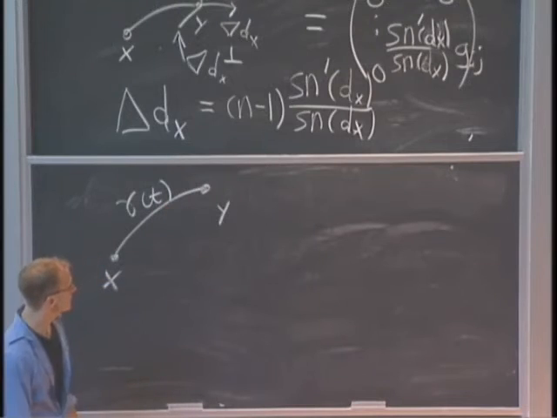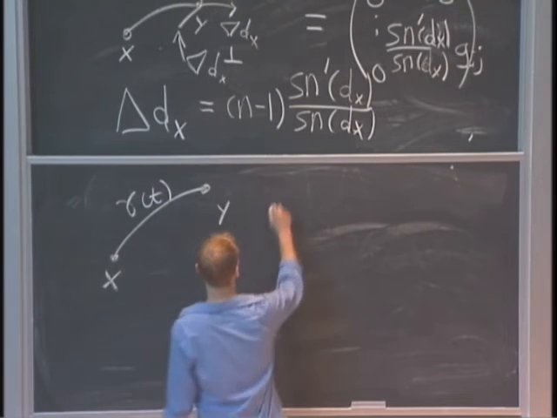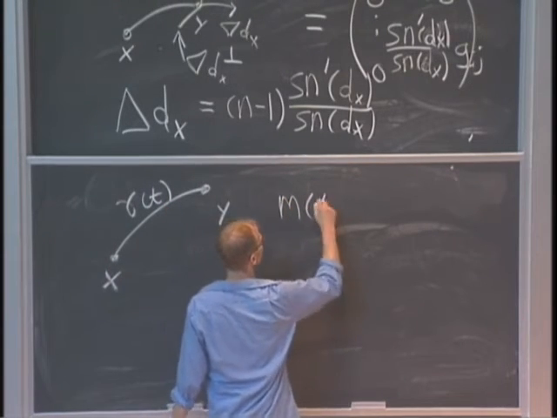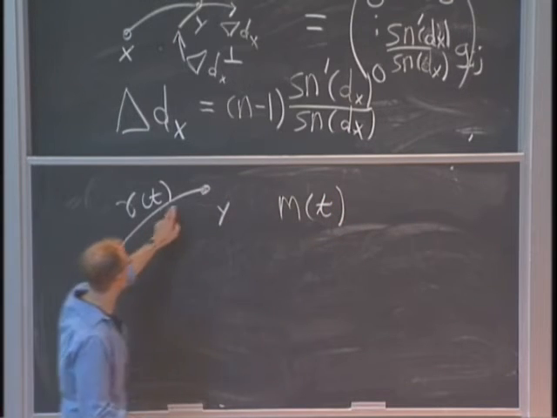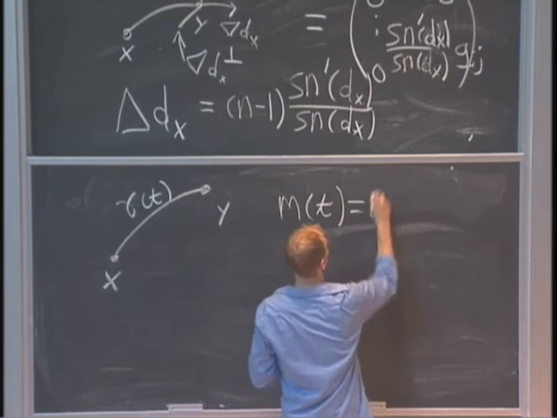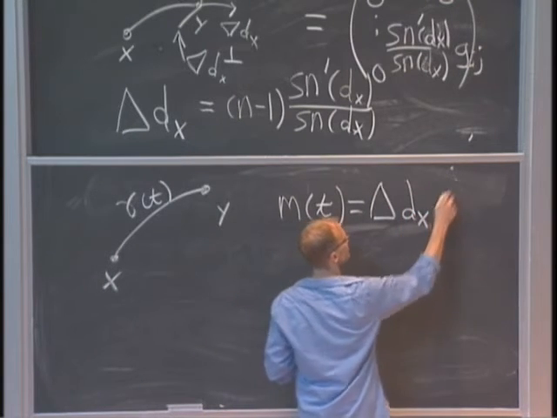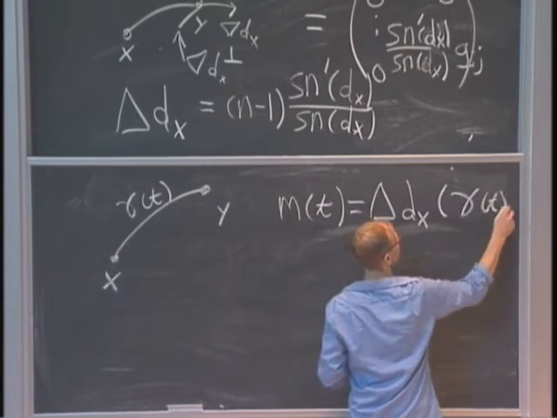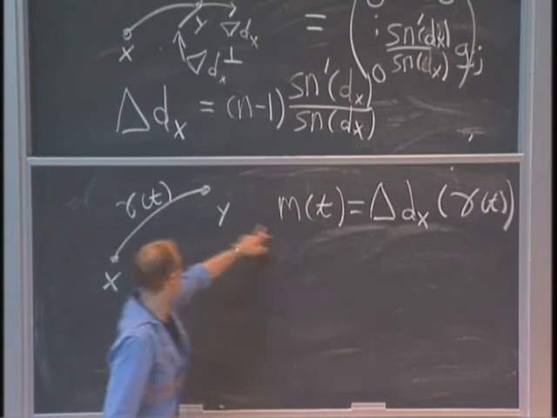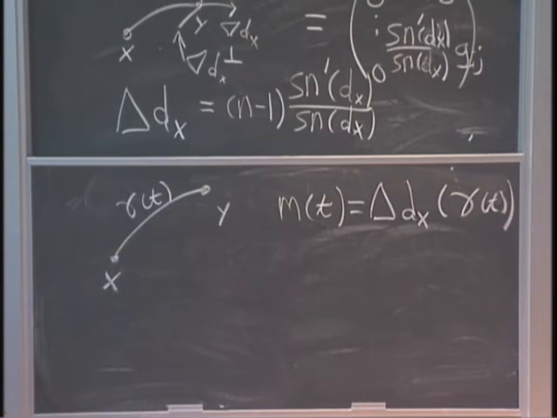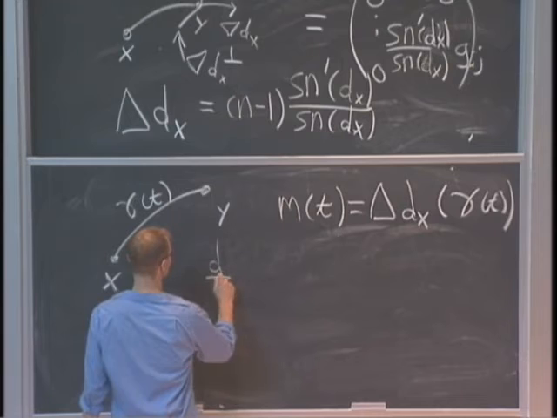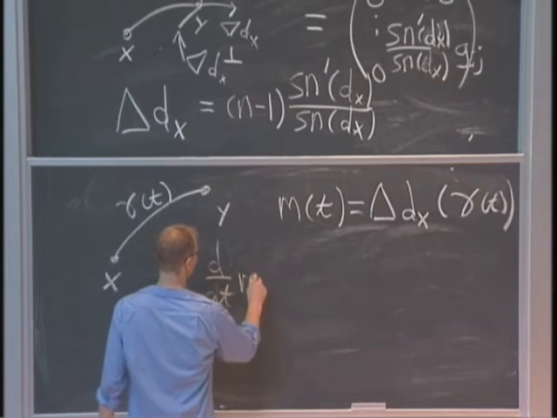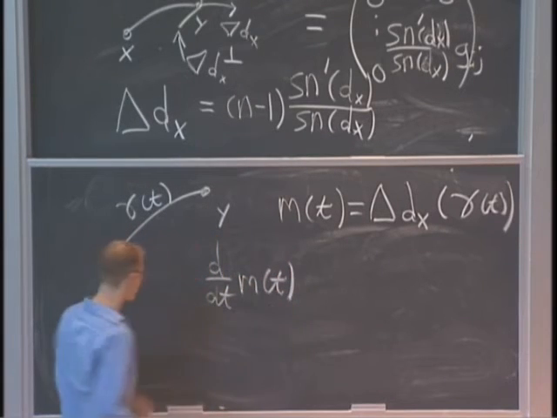So now what we're going to do is look at the Laplacian of the distance, but just evaluate it at each point along here. So we look at the Laplacian of the distance function from x, evaluated at gamma of t. So this is just a real valued function on R now, nothing else. And what do we want to do? We want to compute its rate of change.